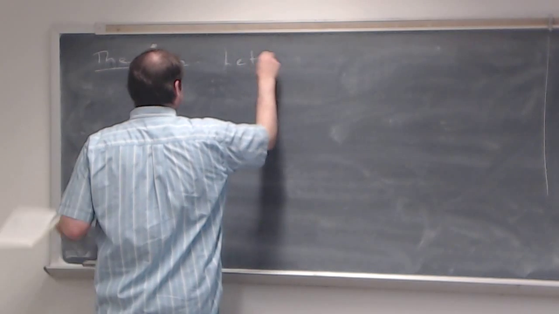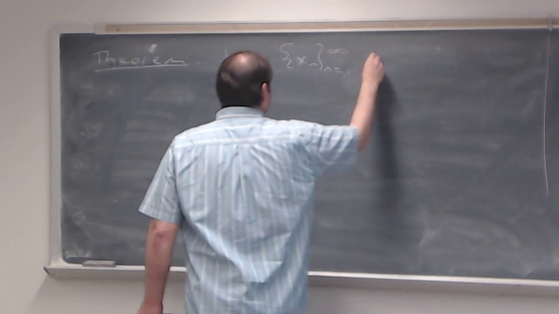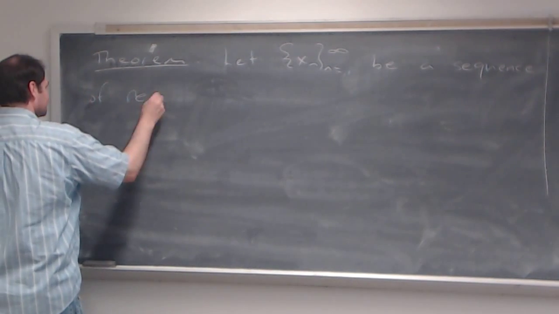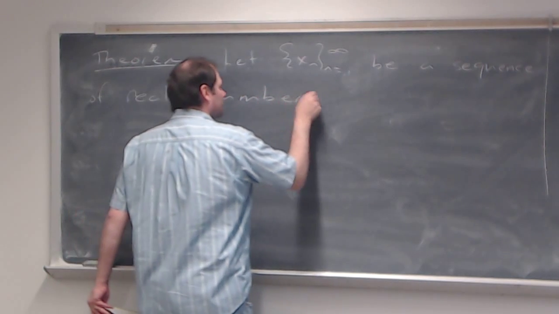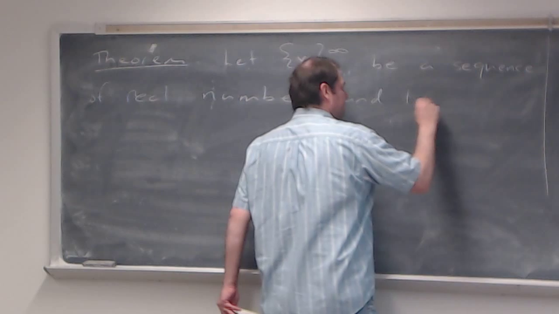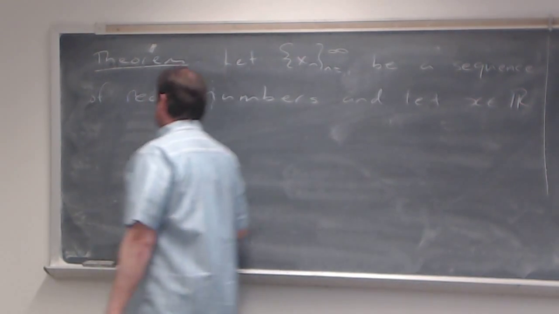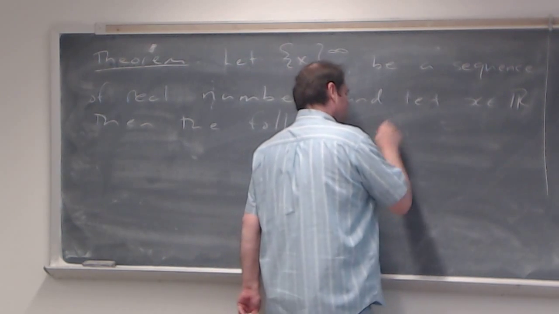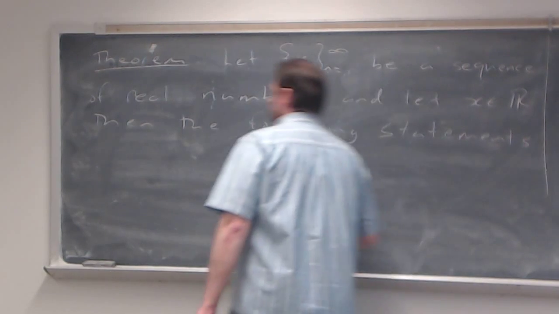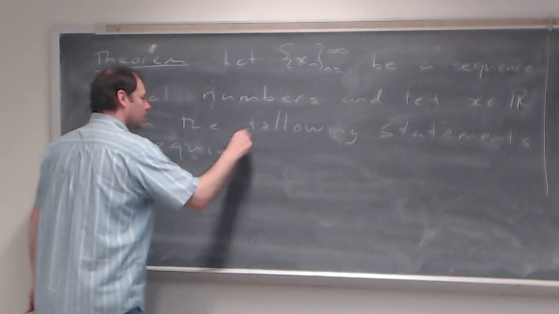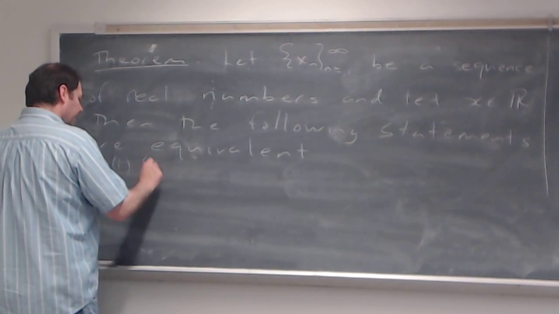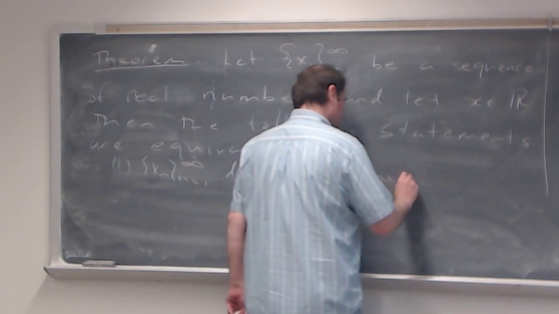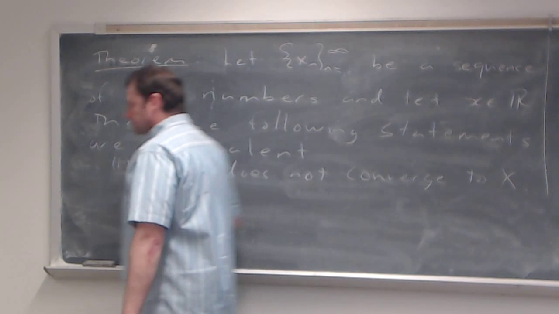We said, let x sub n be a sequence of numbers, a sequence of real numbers. And let x be an element of R. Then the following statements are equivalent. So the first one was that x of n, that sequence, does not converge to x. That's the first thing.